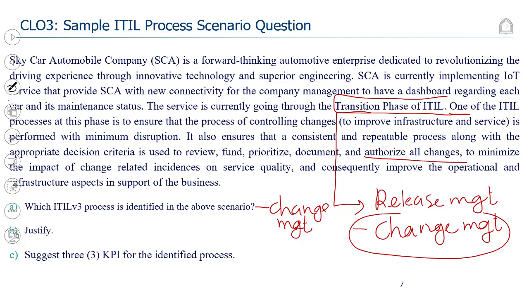Okay, and the reason for that is you can use any of that to justify, if you're asked to justify. Because change management is used to ensure a consistent, repeatable process, and to make sure all changes are authorized in order to avoid unauthorized changes. I'll type the answers and send those along. But that is how you look at it, okay?